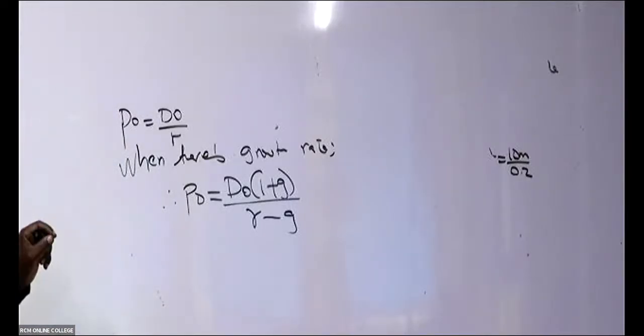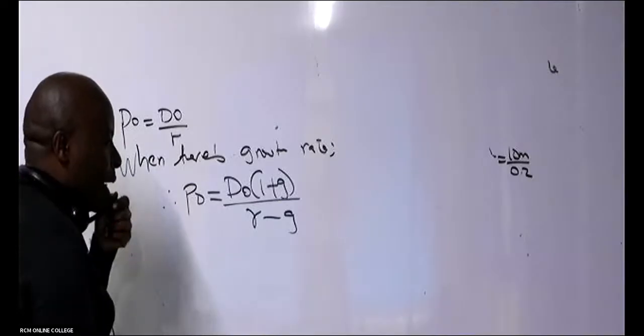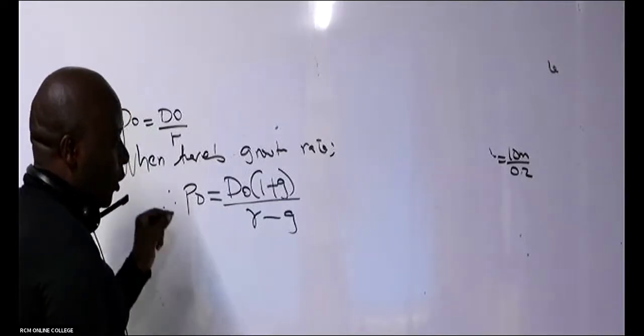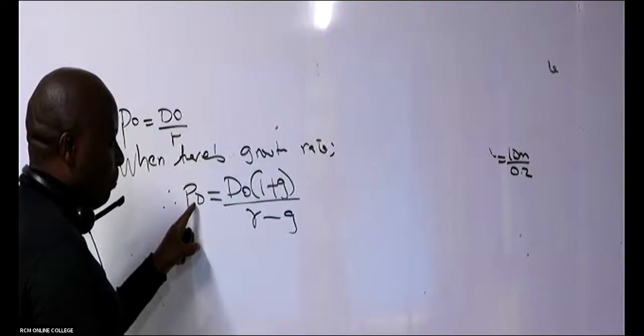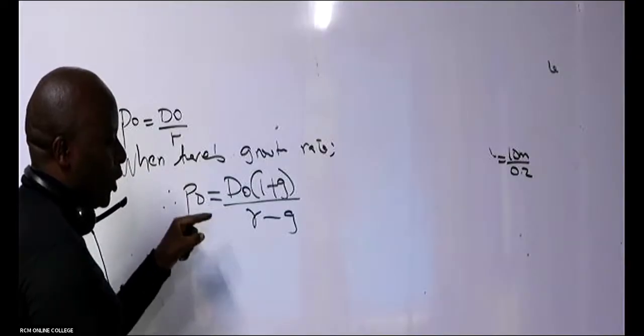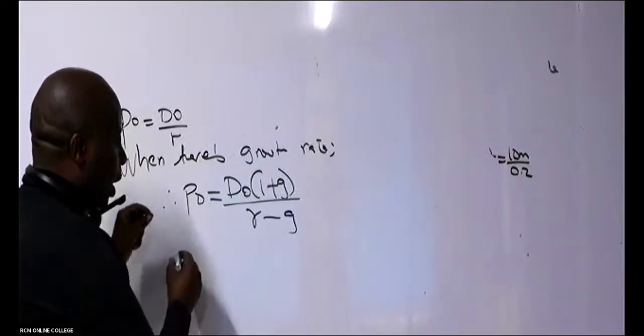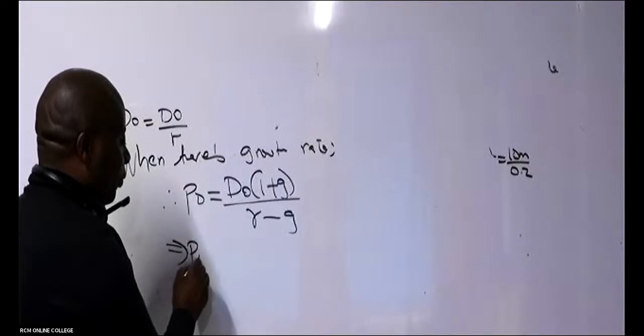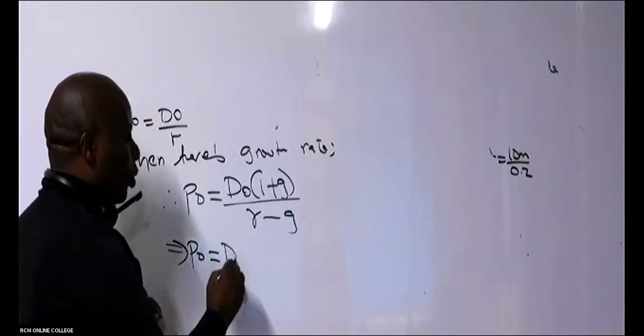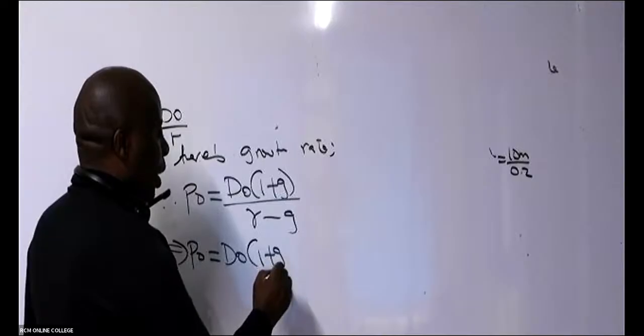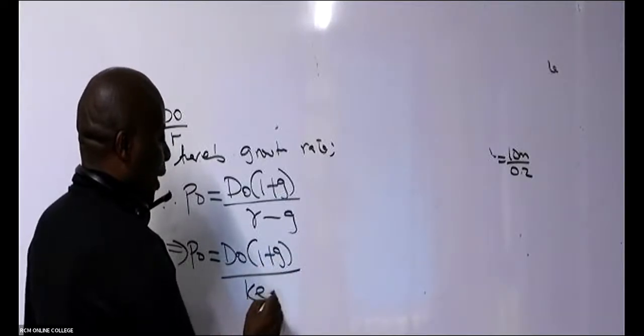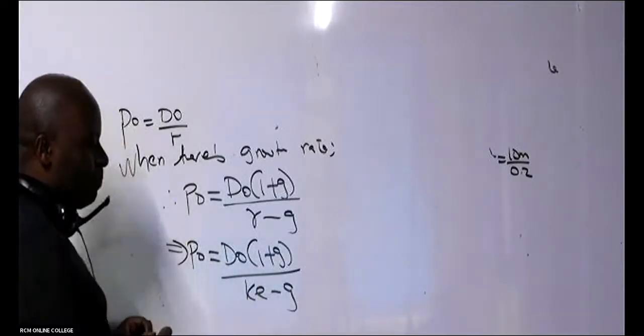But now, ladies and gentlemen, remember I'm valuing equity, equity which belongs to equity holders. So at the end of the day, this is how this formula will look like: P0 equals D0 into 1 plus g, all over Ke minus g.